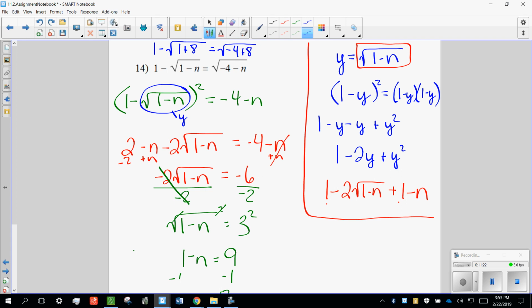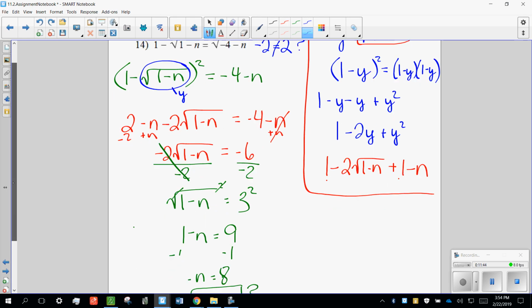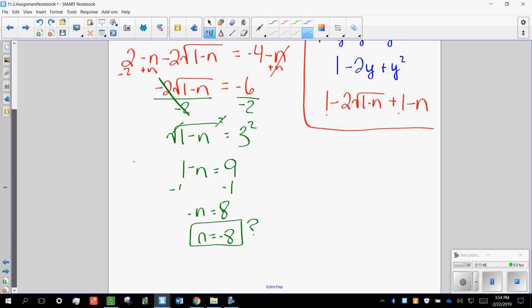So let's simplify. What we've got here is 1 minus the square root of 9. 1 minus the square root of 9 is negative 2. Is that equal to the square root of 4? The square root of 4 is 2. So I've got negative 2 equals 2. No, it doesn't equal 2. They're not the same thing.